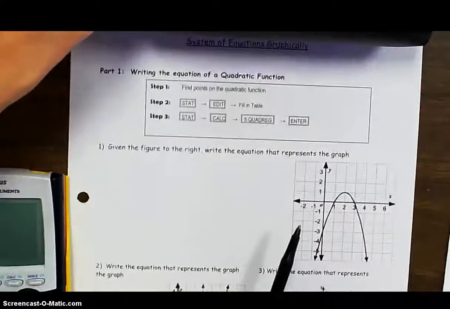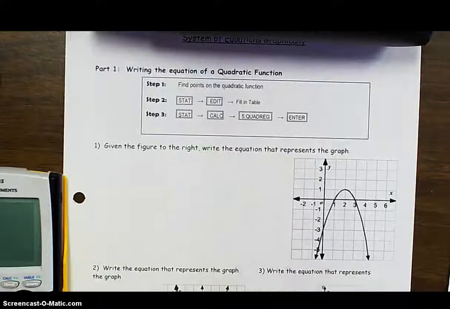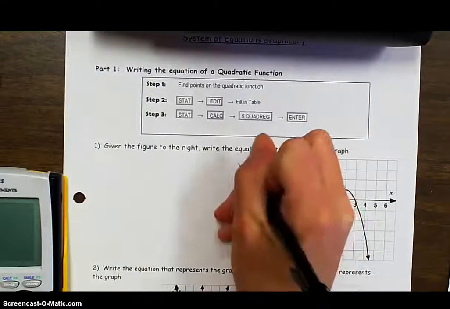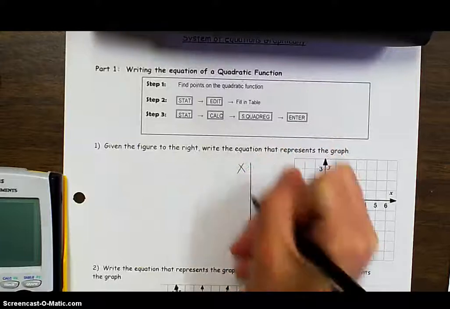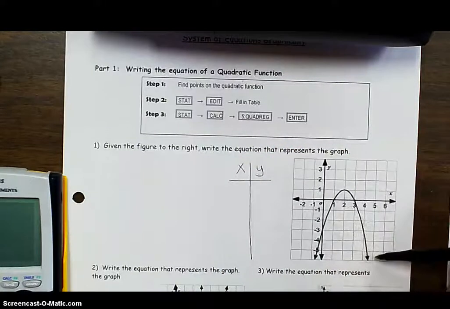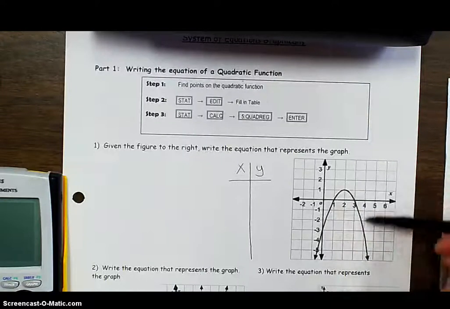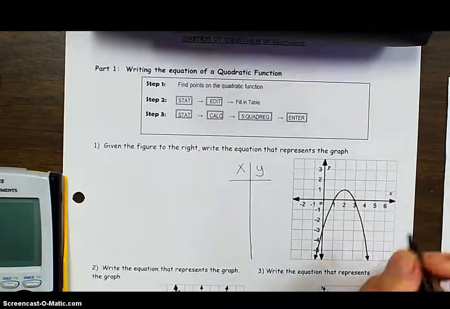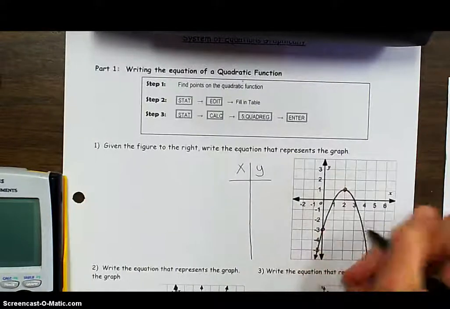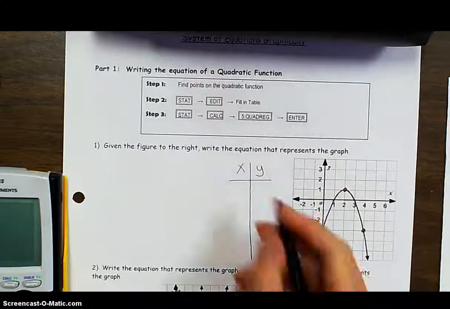So number 1, given the figure to the right, write the equation that represents this graph. So the first thing we have to do is come up with points on this graph. So let's go ahead, we're going to do x and y. And now I have to pick at least 3 points, and we need to have them on both the right and the left of the turning point. So if I take a look here, I have a perfect point right here, here, and here. So those are right on the grid line. So I'm going to go ahead and use those 3 points.